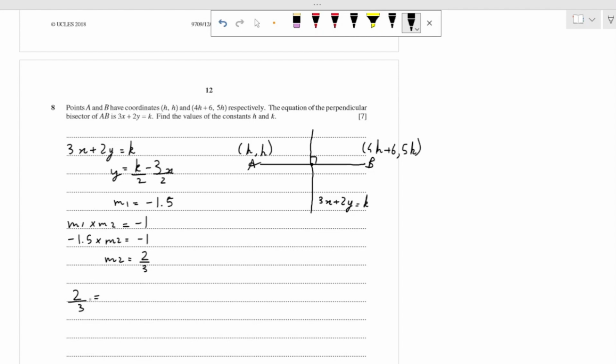Now that we have found the gradient, we can find an equation in which we put A and B with this gradient. Because gradient is based on two points, we can use y2 minus y1 over x2 minus x1 and equate it to the gradient and solve for h. So y2 minus y1, let's take the point B as y2, which is 5h minus h, over x2, that is 4h plus 6, minus x1, that is again h. When you solve for this, you get h equals 2.